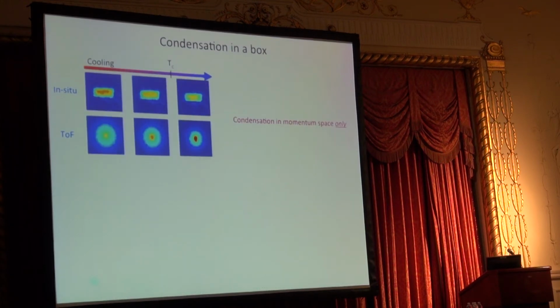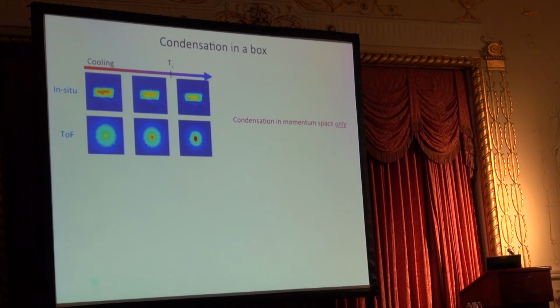So the first thing you see as you try to make a BEC in a box trap is that, unlike any experiments we have seen before with harmonic traps, but actually exactly like we've been taught in school when we were undergrads, in this case, condensation occurs only in momentum space and not in real space. So if you look at the gas in situ, as you cool it and even cross the TC, basically nothing happens, or at least nothing good happens.